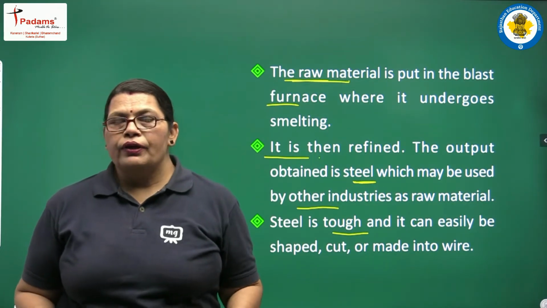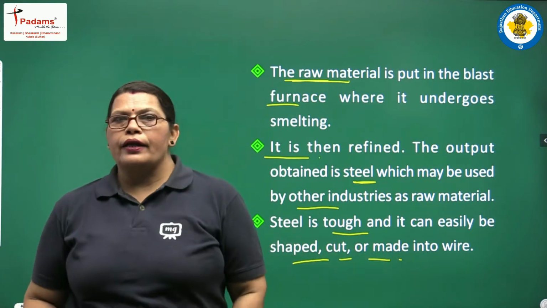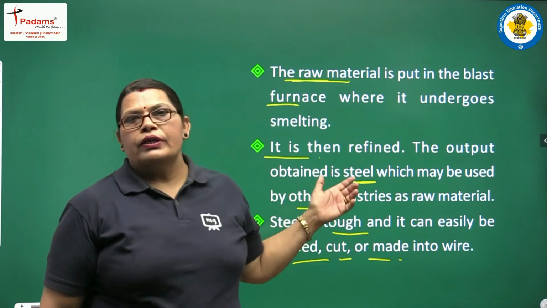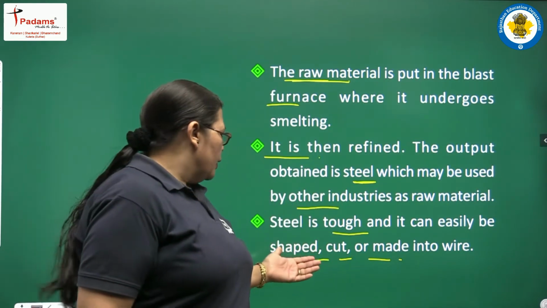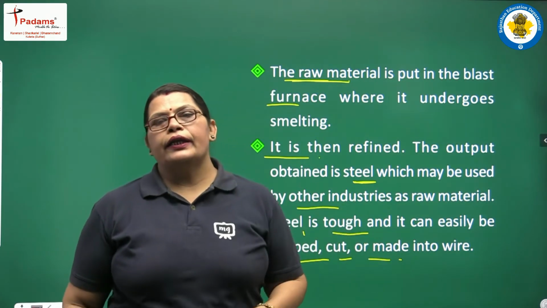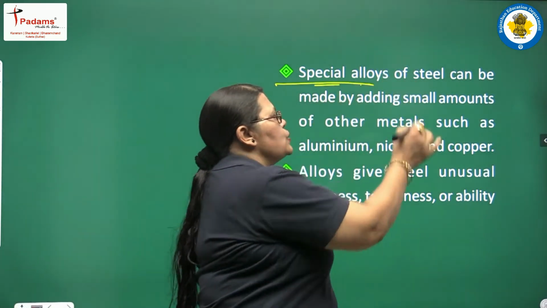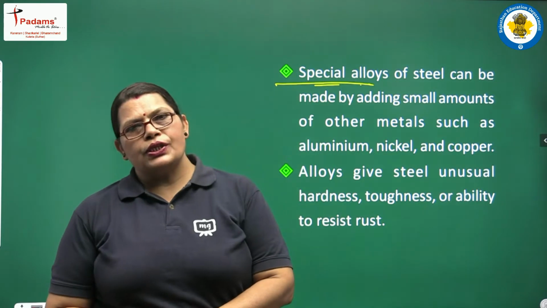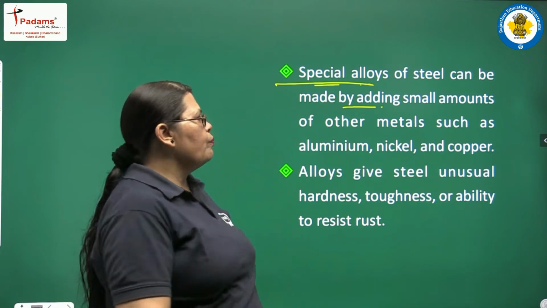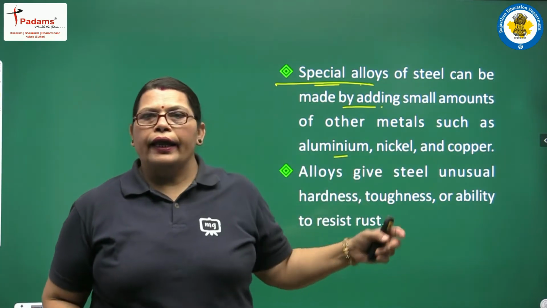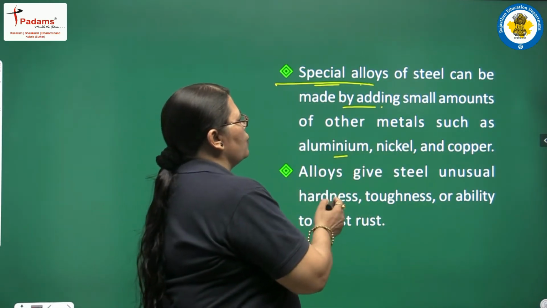Steel is tough and it can easily be shaped, cut or made into wires. So, this is the property of steel. It is tough, but it can easily be shaped, cut and made into wires, etc. Special alloys of steel can be made by adding small amounts of other metals such as aluminium, nickel and copper.